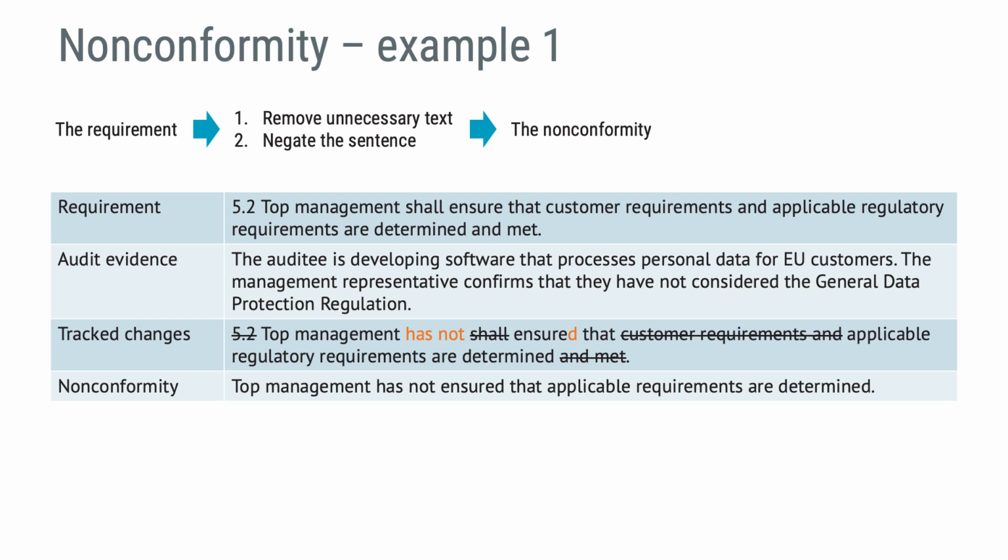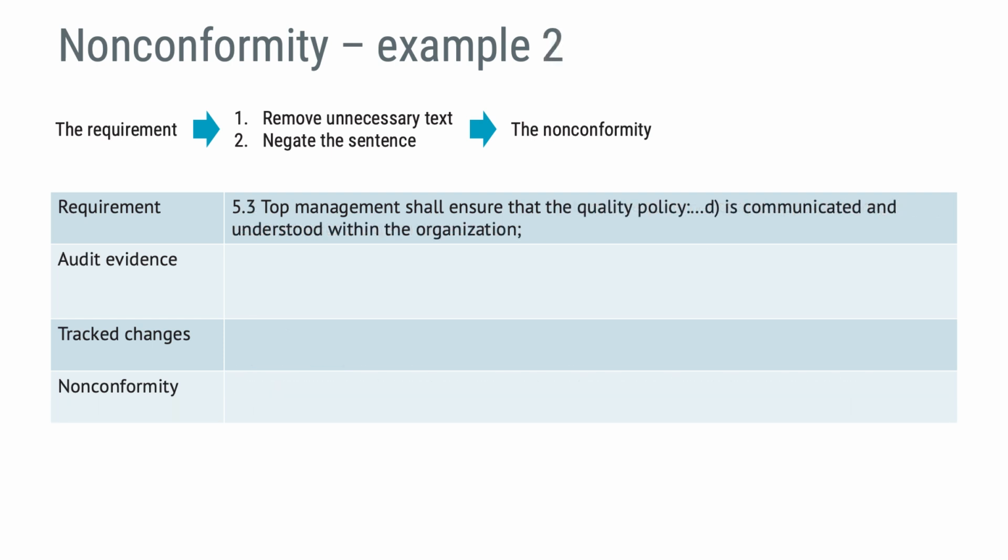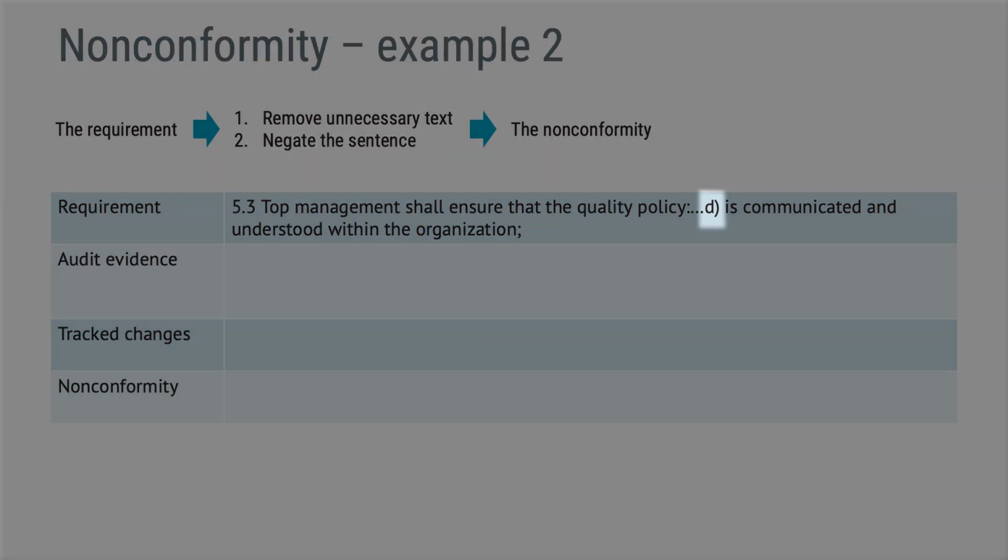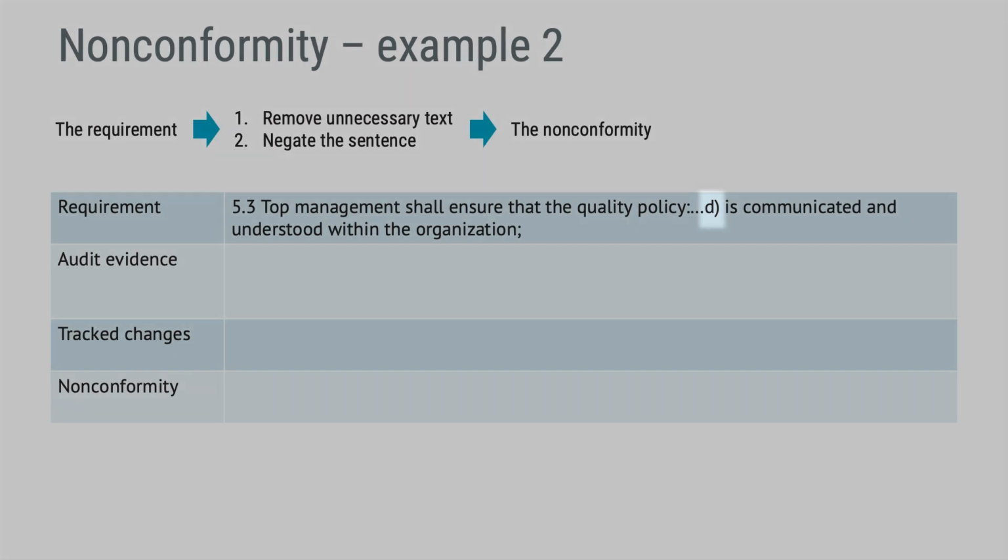This goes back to not jumping to conclusions. The final description of the nonconformity is only that the top management has not ensured that applicable regulatory requirements are determined. It's not more than that, it's not less. Here's another example based on 5.3 that is also about management responsibility. Please note that section 5.3 contains several lettered items A to E, but I'm jumping directly to D.